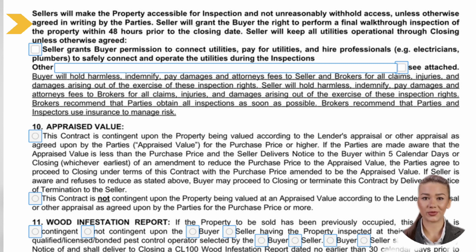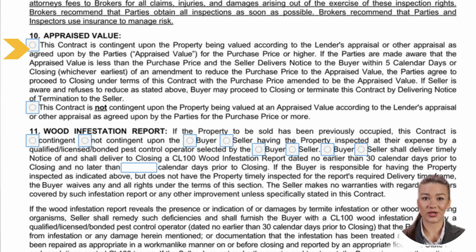The seller also agrees to keep the utilities on. If the utilities are not on, and the seller will grant the buyer permission to turn them on, you would check this box. Section 10 is where you will indicate if this sale is contingent on the home appraising at or above the purchase price. If this contract does have an appraisal contingency, and the home does not appraise for the purchase price or higher, the seller must lower the purchase price to the appraised value, or the buyer can terminate the contract.